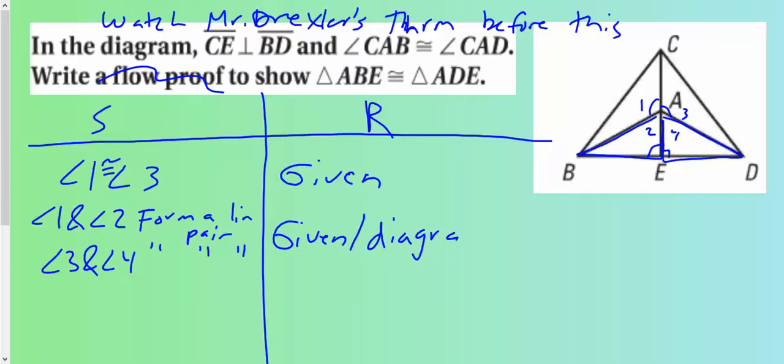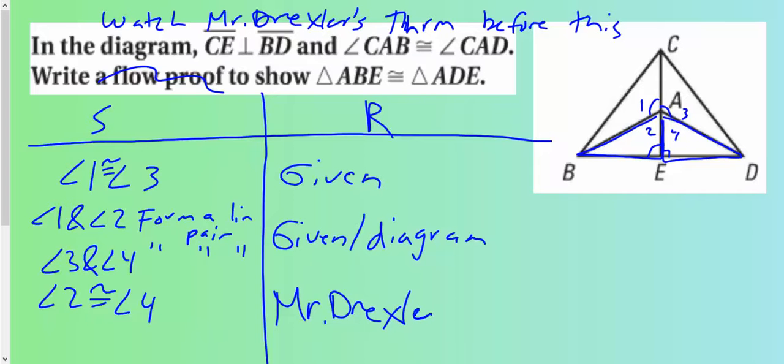Now, my theorem that I proved says if you have two sets of linear pairs and one angle is congruent to the other angle, so in this case 1 and 3 are the same, and 1 and 2 form a linear pair and 3 and 4 form a linear pair, then angle 2 is congruent to angle 4. And this is my theorem that I created. I gave it another name in the video, but that's what I'm going to go with.